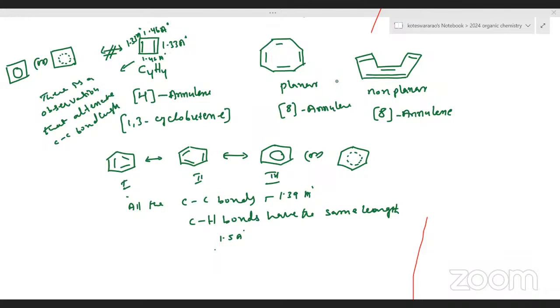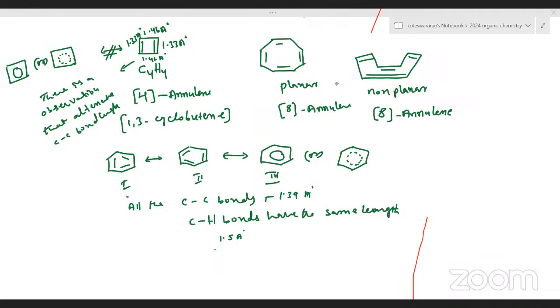Right. Here we simply observe alternate double bonds: 1.33 angstroms and 1.33 angstroms for the double bonds, and 1.46 and 1.46 for the single bonds. This clearly indicates that the double bonds and single bonds are separated in that conjugated cyclic system. Therefore, it will not be aromatic.